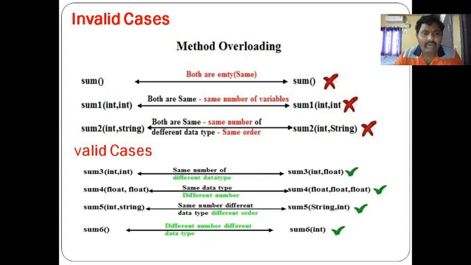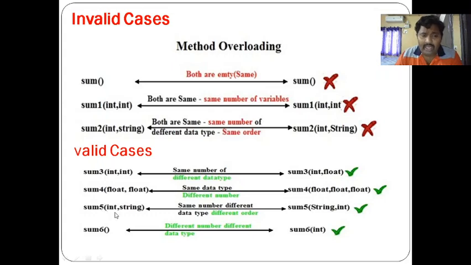So let us see the valid cases. See here, you have the sum3 method with two integers, and I have here a sum3 method having one integer parameter and the second parameter is a float. So a different data type is there, that's why it is allowed. And see the second case, the method name is sum4, the method is accepting two floating point parameters. Here it is taking three floating point parameters, and it is also accepted. So in terms of the number of parameters it is changed.